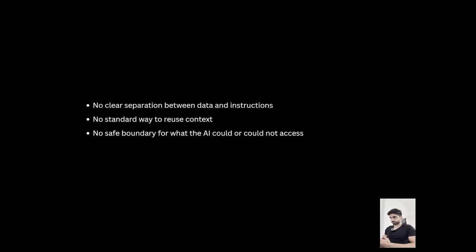And there was no real structure. There was no clear separation between data and instruction. There was no standard way to reuse context. There were no safe boundaries for what the AI could or could not access. Basically, the AI was working, but it was working on manual memory. And that's when things start breaking.